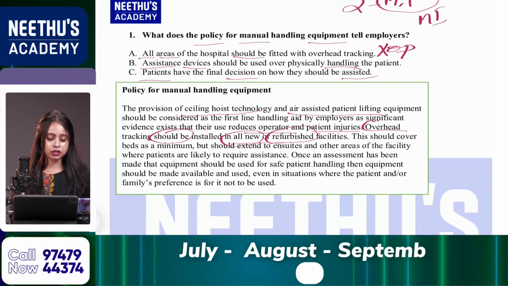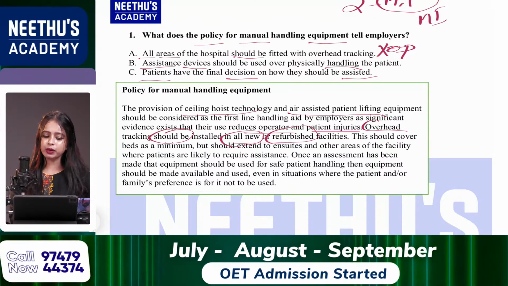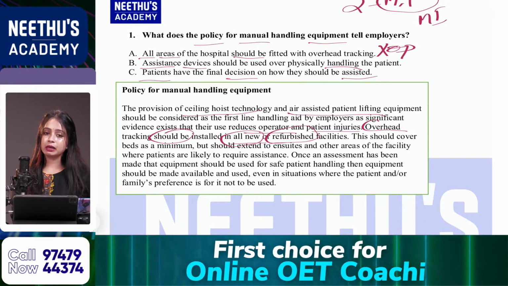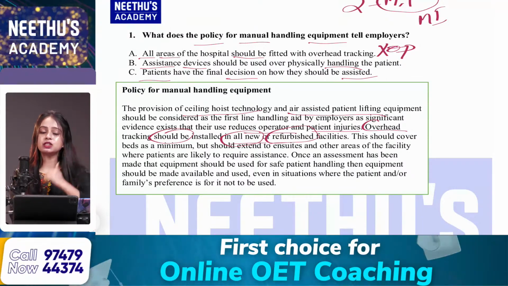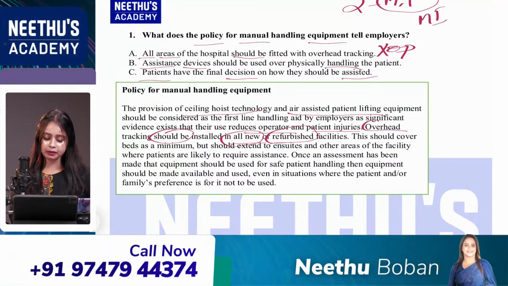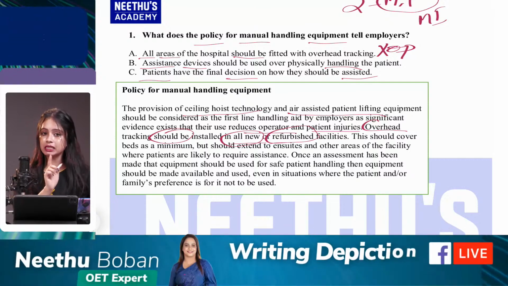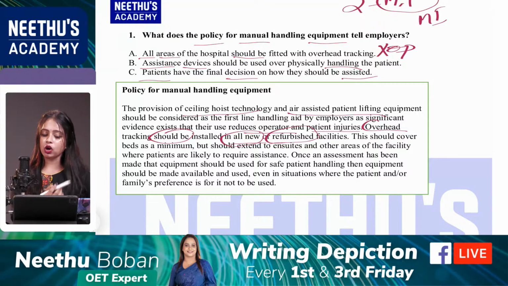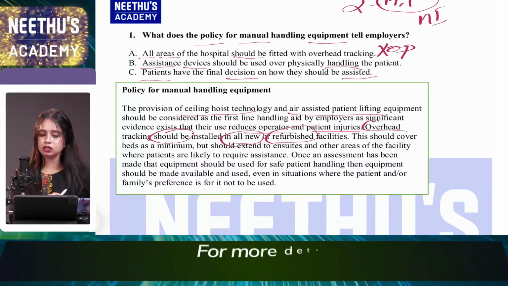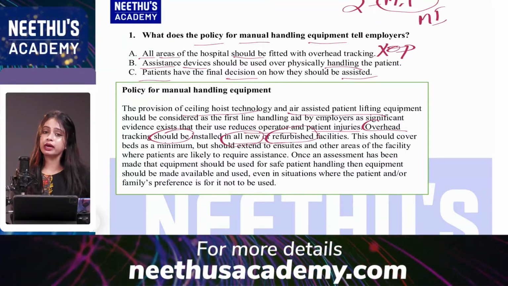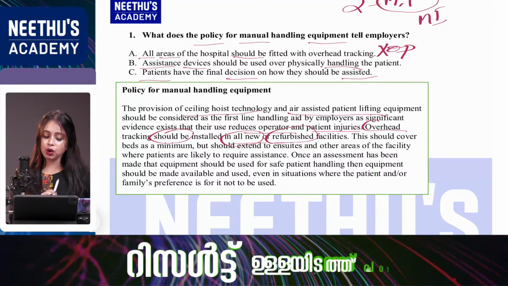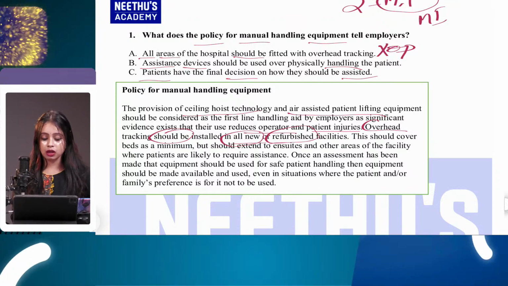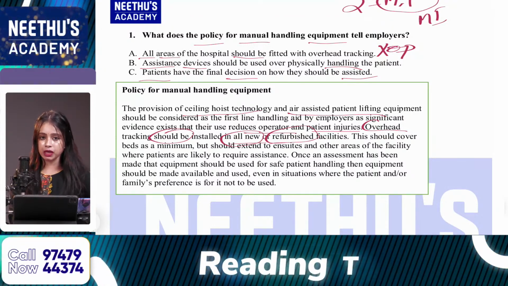So B, your answer is option C, right? Then how did you eliminate A and B? If it is option C, how did you eliminate A and B? If your answer is B, then how did you eliminate A and C? I have eliminated option C because it is contradictory, not all areas, it is all new areas. And when I come to option B, assistance devices should be used over physically handling the patient, which is mentioned.